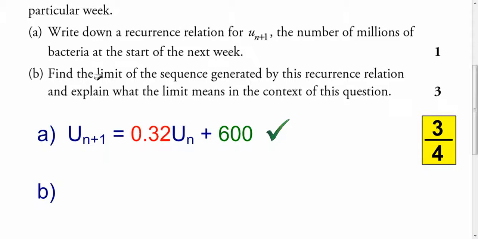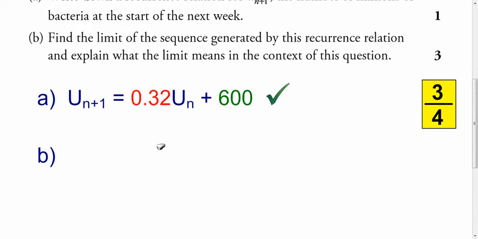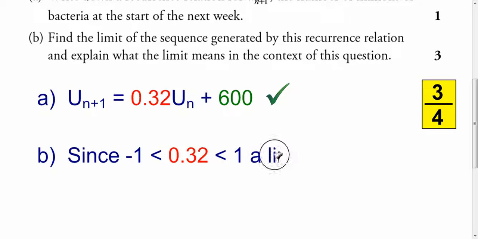Okay, part B, find the limit of the sequence generated by this recurrence relation and explain what the limit means in the context of this question. So, since negative 1 is less than 0.32 is less than 1, a limit exists. If this value is between negative 1 and 1, the recurrence relation always tends to a limit.